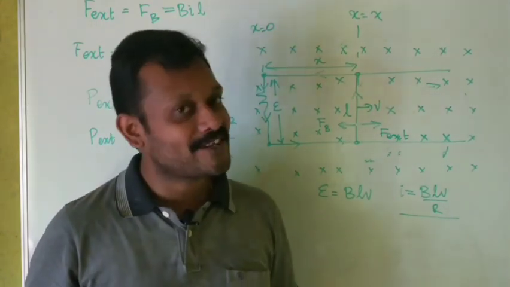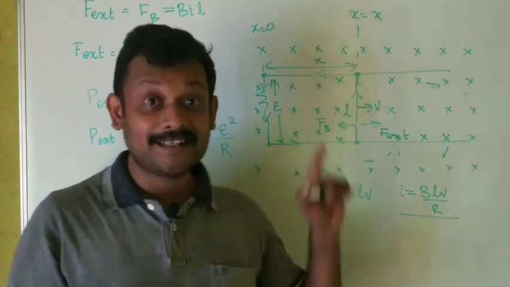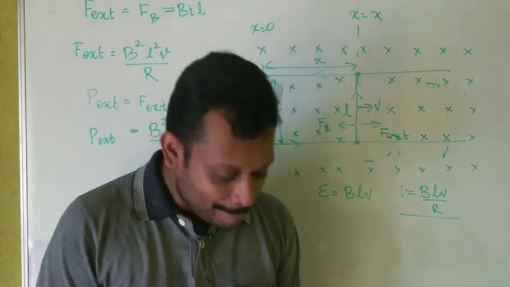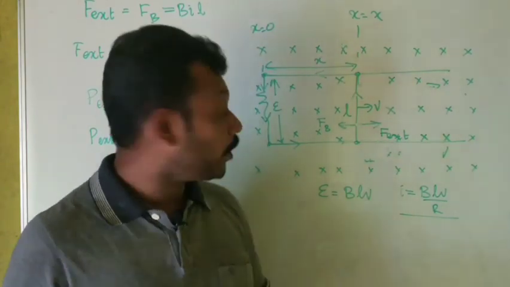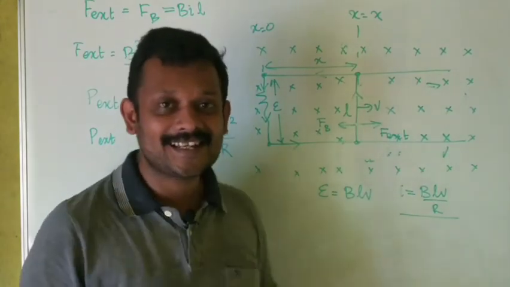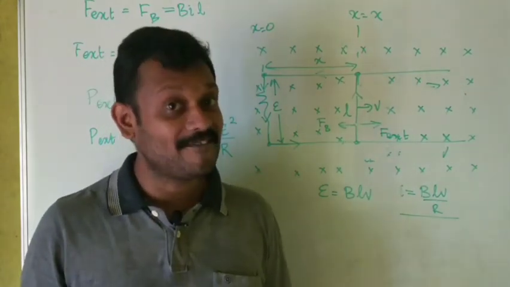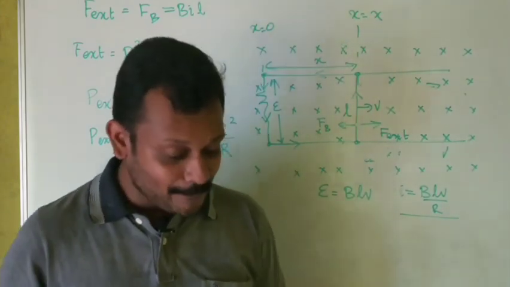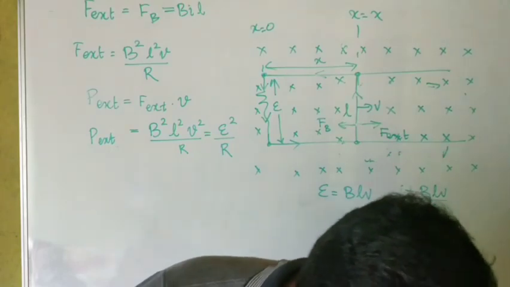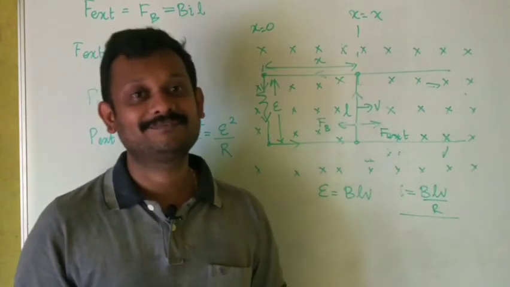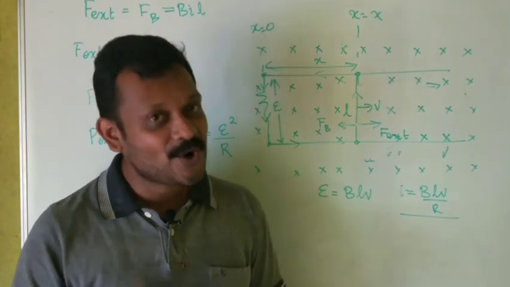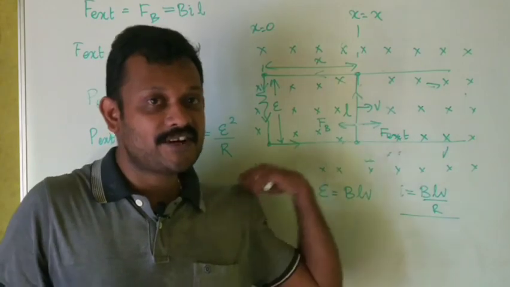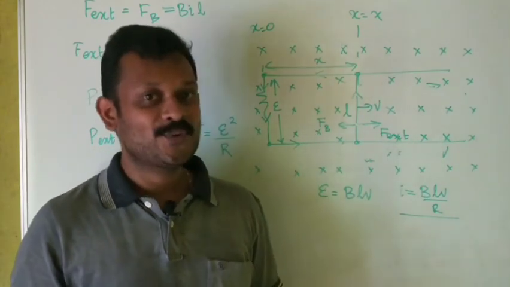Again, we prove the conservation of energy. Power generated by the external agency is equal to the power dissipated by the resistor. That again proves the conservation of energy according to Lenz's law.